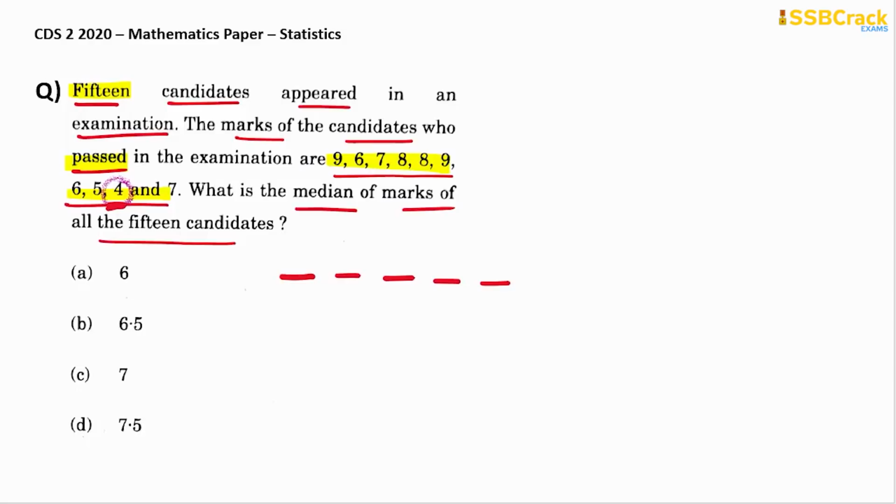So these 5 I am leaving blank, and after that I am arranging the data in ascending order. Those are like 4, 5, right? There we have then 6 twice, isn't it? And then we have 7 twice, right?